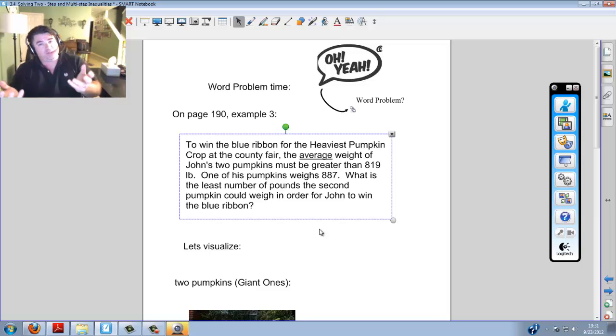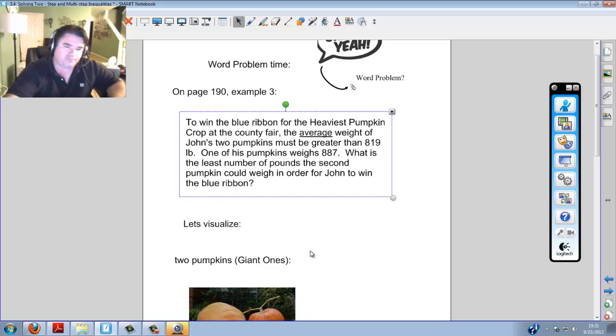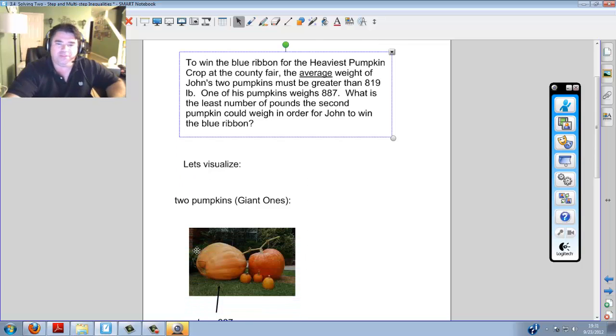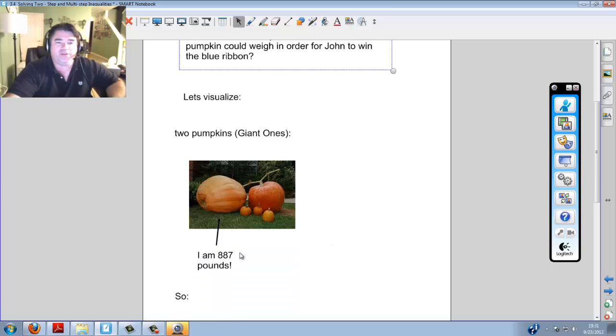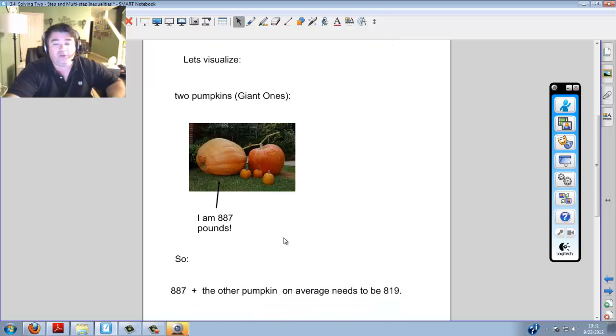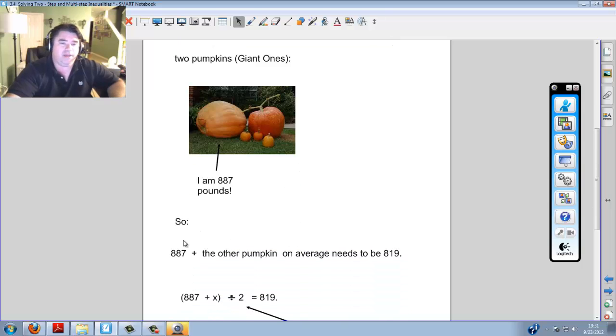Here's what they're saying. 2 pumpkins. The first pumpkin they know weighs 887. They need an average of 819 for both in order for him to win. So take a look. Here's a couple of pumpkins I pulled off the internet. They were giant size. And we'll say this bigger one's 887 pounds. The question is, how big does this guy have to get? Well, let's put it in an equation. 887 plus the other pumpkin, on average, needs to be 819 pounds.